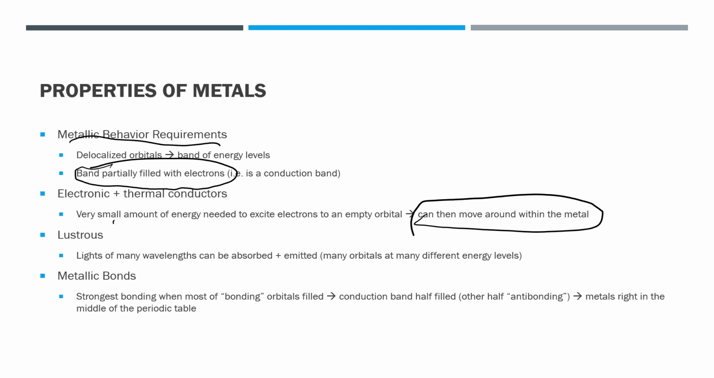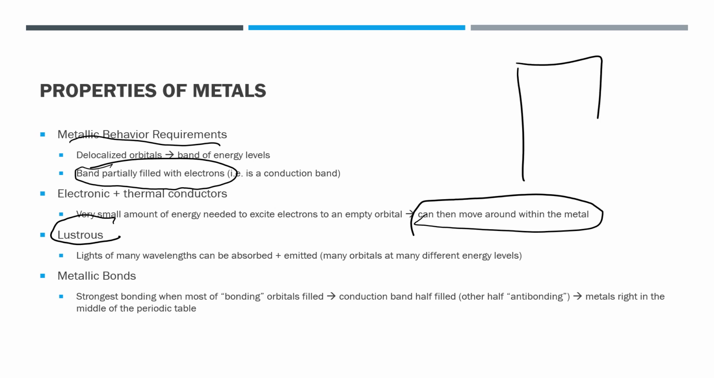Next is that metals are very lustrous, right? And why are they very lustrous? Because light of many different wavelengths can be absorbed and emitted. And why is this true? Because we have this huge range of different energies that we can jump between, right? And we can basically jump anywhere.